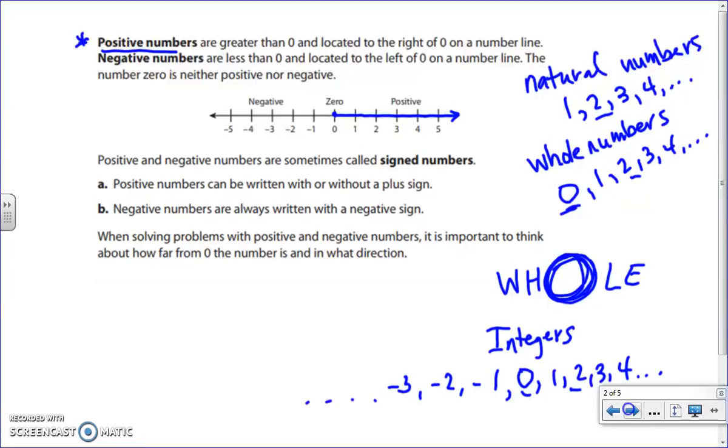So positive numbers we're going to have in blue. Anything on this side, 0 to the right. Negative numbers we're going to have in red. Anything this way to the left. And I'm going to put a green dot on 0 because it is neither positive or negative. Okay, and that's going to be important here in just a second. Sometimes positive and negative numbers could be called signed numbers.